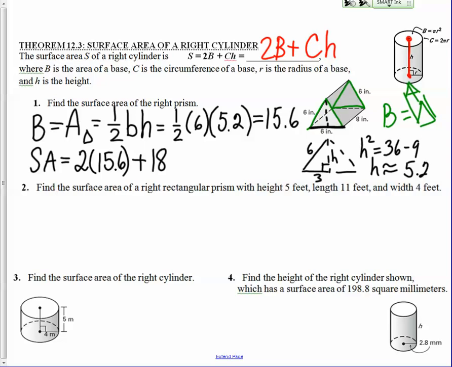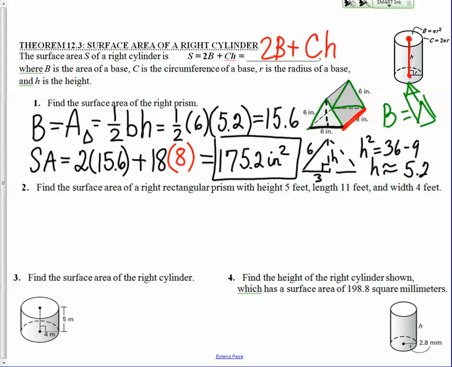And this is getting very confusing because we keep using the same lowercase h. However, please remember, in the formula, the height means the distance between two bases. So you're supposed to multiply it by 8 in here. Okay, if you calculate everything carefully, it is 175.2 inches squared, because surface area is two-dimensional, so inches squared.